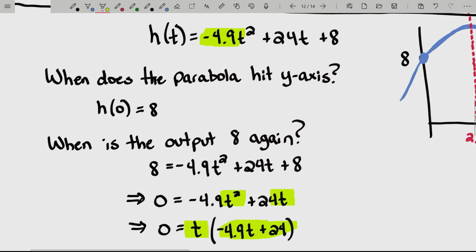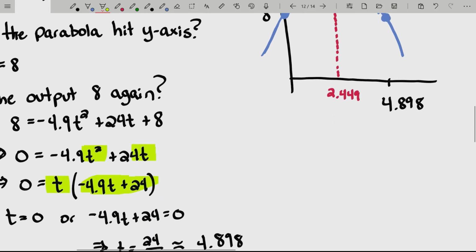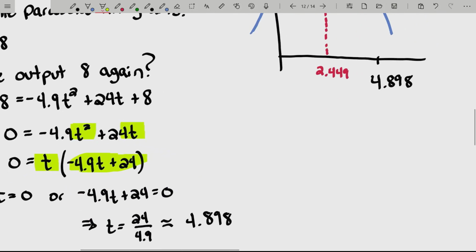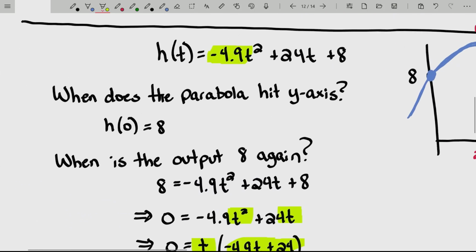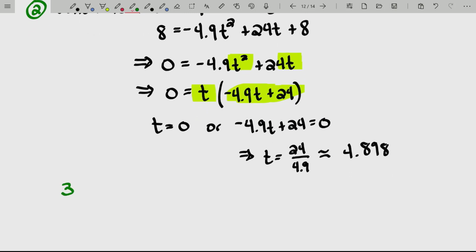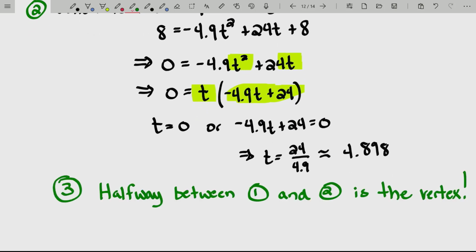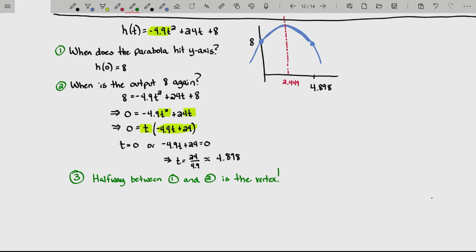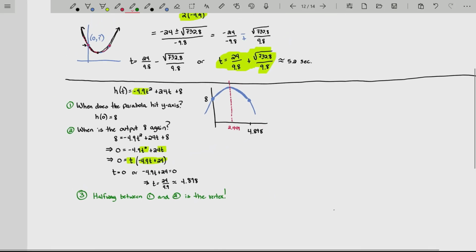It's when does our graph hit the y-axis? When is it at that height again? And then halfway between is where the vertex is. Let me say that again. So the first thing I think about is when does it hit the y-axis? Then I ask, when is it that height again? And finally I ask, or more so state, that halfway between those two is the vertex. Super nice, natural way of understanding that. You're more than welcome to steal that and use it.